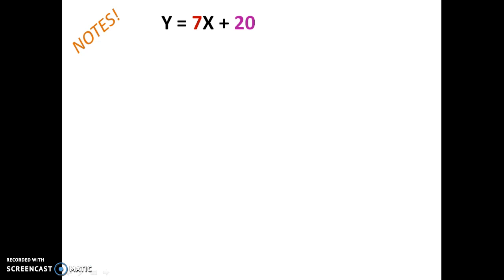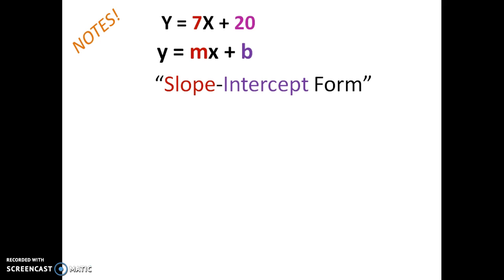So let's take a look at this. We have y equals 7x plus 20. This is what we call a formula of y equals mx plus b. And this is a very important formula for algebra. And this is called the slope-intercept form.